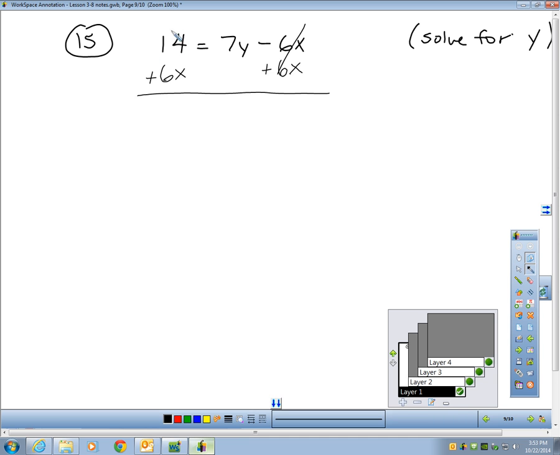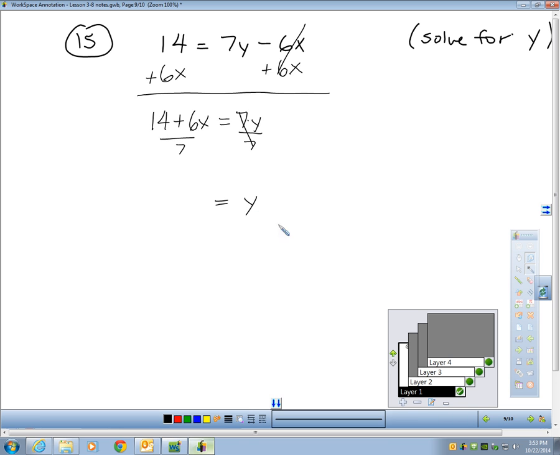14 plus 6x I can't combine. They're not alike, so I'm going to keep it like that. 14 plus 6x equals 7y. I have to get rid of the times 7, so I'm going to divide each side by 7. That's the division property of equality. I get y on the right.